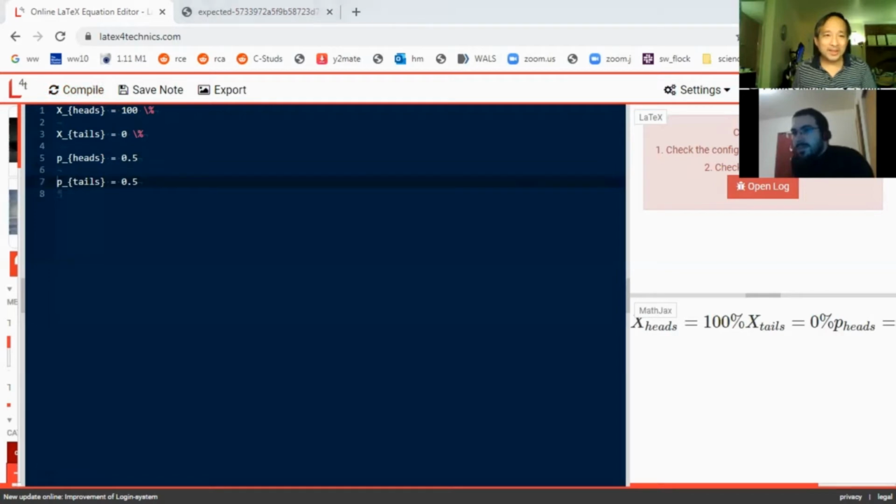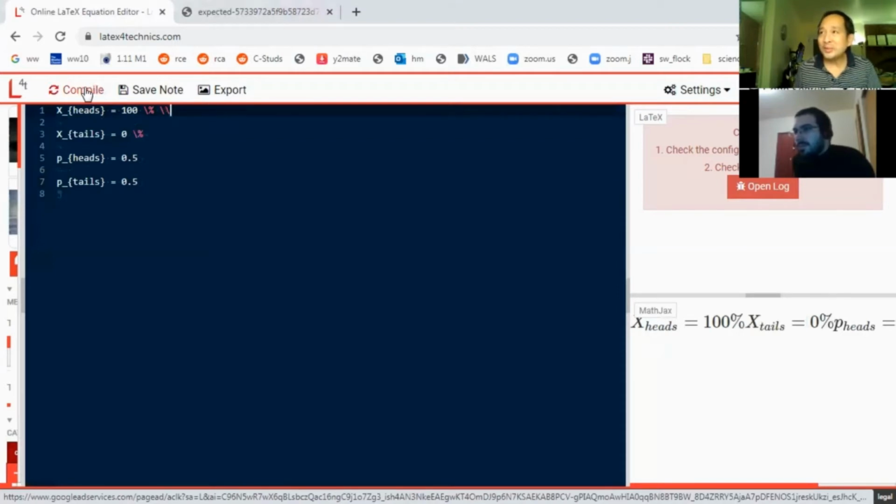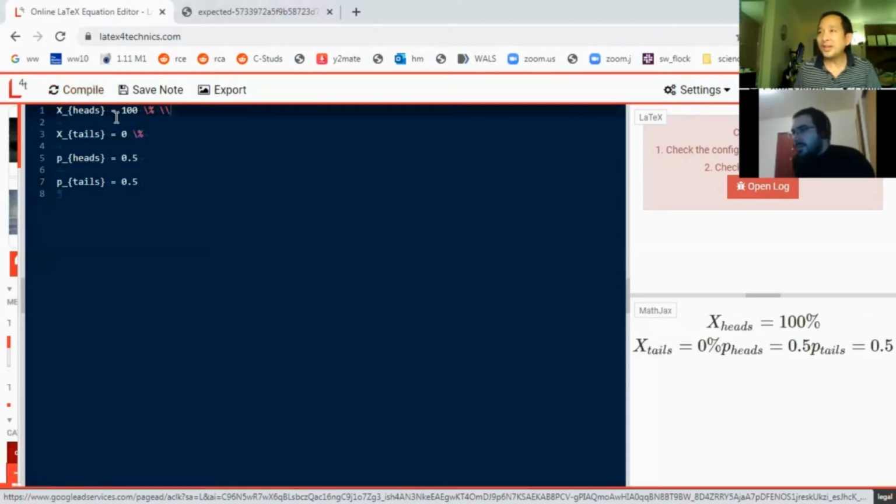Okay, let me see. LaTeX. I think it's doing it successively. Slash. Let me try to do this. I think it likes this. Let's see if it will do that. Okay. Yeah. So just two backslashes. Yep. Gotcha.